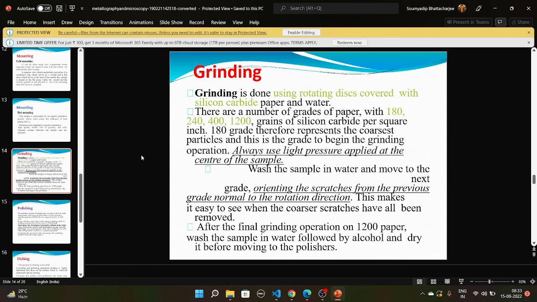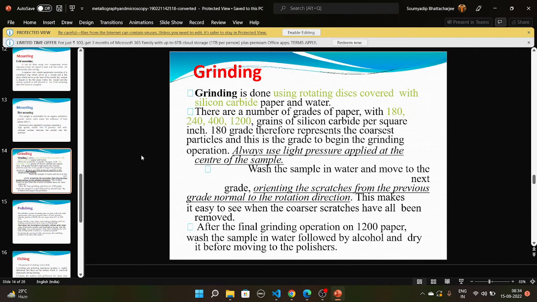Suppose here 180 grade represents the coarsest particle. This is the grade to begin the grinding. As I told you, you start with the coarser particle. Coarse means the abrasives are quite coarse in size. Always use light pressure applied to the center of the sample, wash the sample and move to the next grade. Orienting the scratches is very important. So you do not just go on polishing in one direction. Make it in a different direction so that it is distributed uniformly.